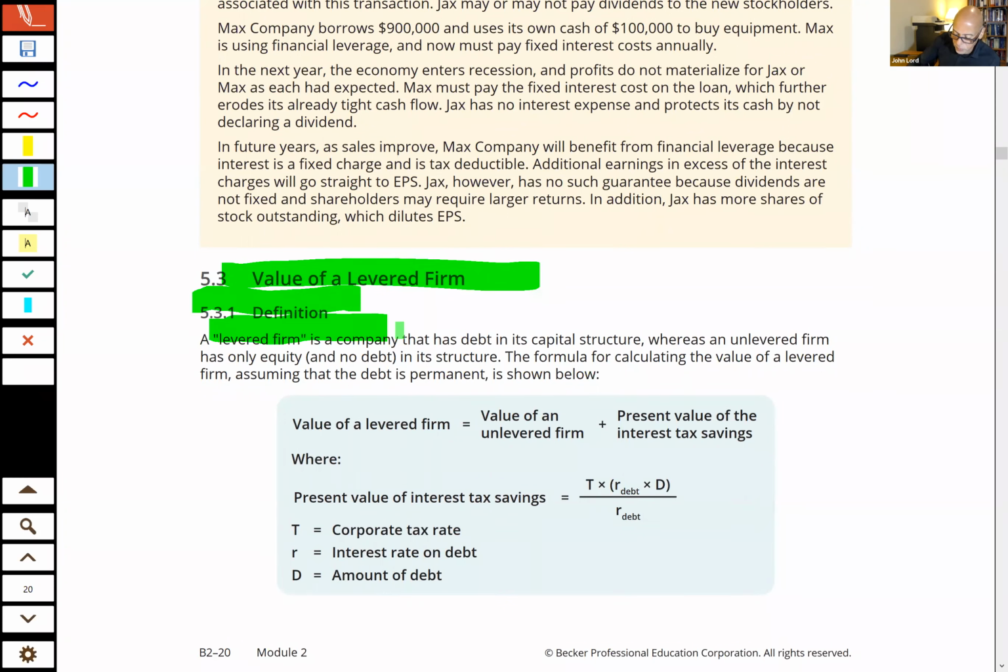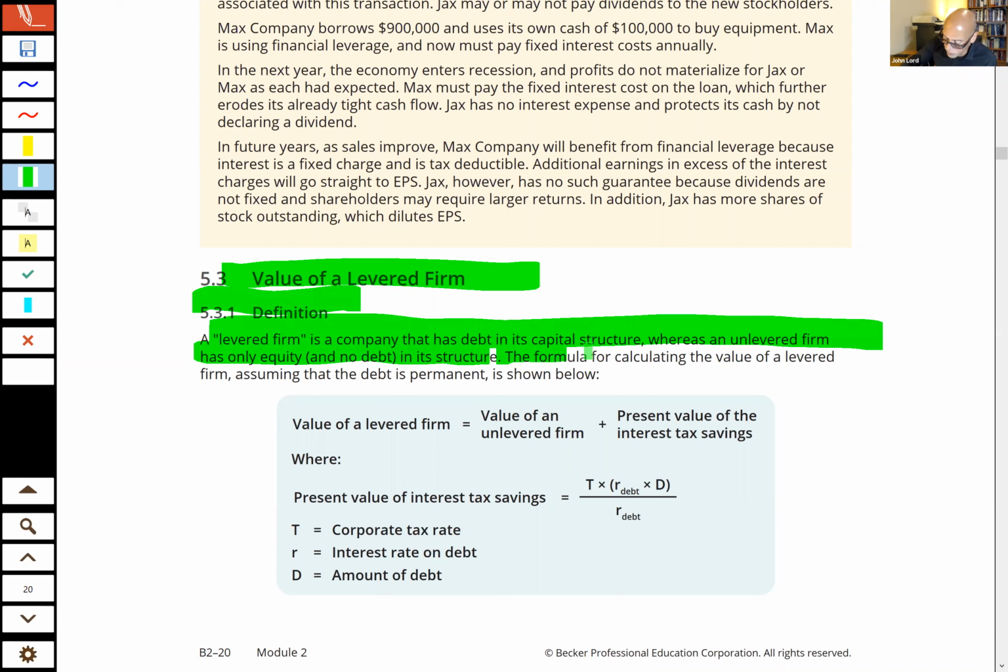A leveraged firm is a company that has debt in its capital structure, whereas an unlevered firm has only equity and no debt in its capital structure. The formula for calculating the value of the leveraged firm, assuming the debt is permanent, is shown below here.